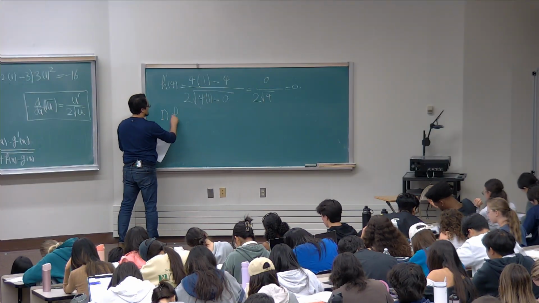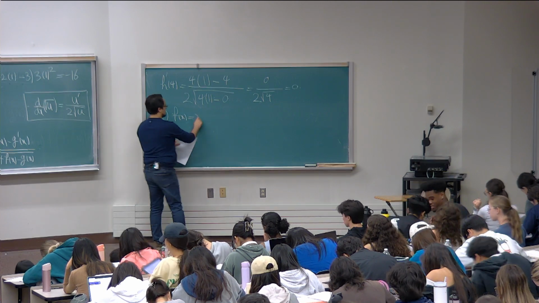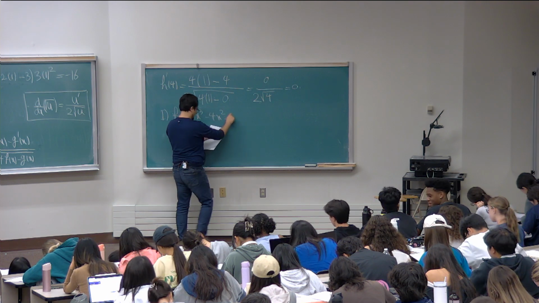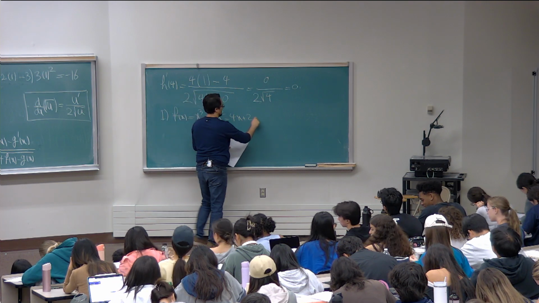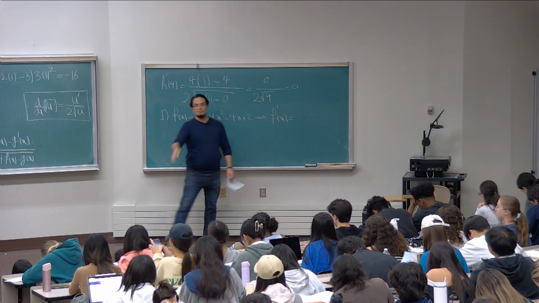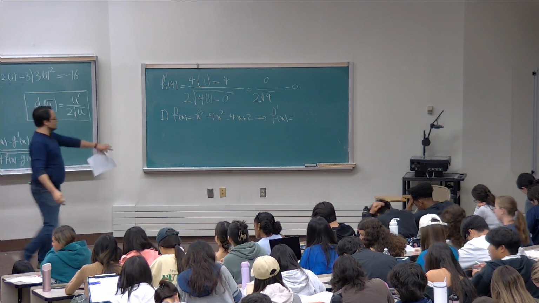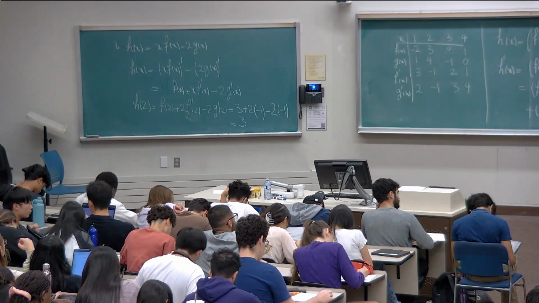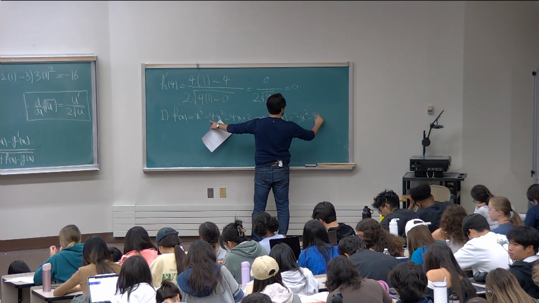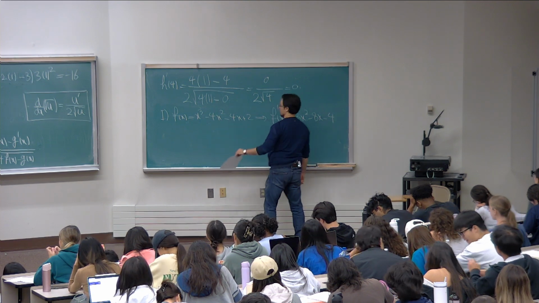f of x is x cubed minus 4x squared minus 4x plus 2. Then the derivative, this is sums of some multiples of x to the power n. You use the rules that we have. You go 3x squared minus 8x minus 4.